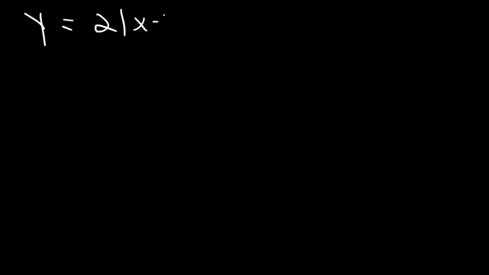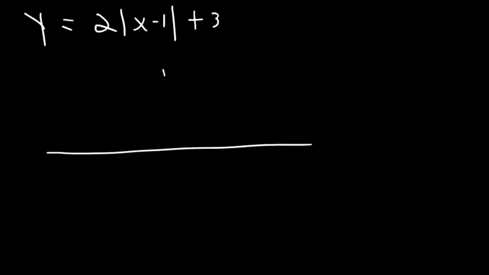So let's graph this one. So this time the slope is going to be 2. The graph is going to shift 1 unit to the right, and it's going to shift up 3 units. So it starts at the point 1, 3. As we travel 1 to the right, we need to go up 2 units on the y-axis. So the next point is over here.